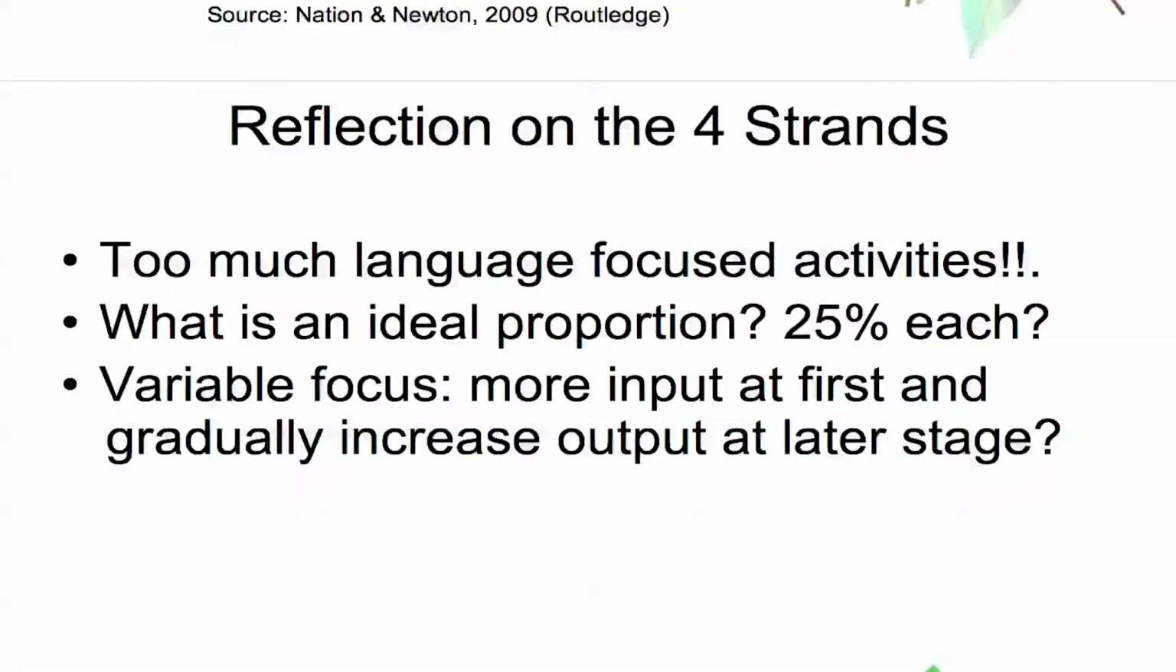Let's look at the four strands together. I think what we have seen happening in the classroom is this strand receiving a lot of or too much attention in our classroom. In high school, for example, a lot of teachers spend a lot of time doing language-focused activities, grammar teaching and things like that. What is an ideal proportion? 25% each? That's what Paul Nation is proposing. 25% input, 25% output, 25% language-focused activities, and 25% fluency activities.